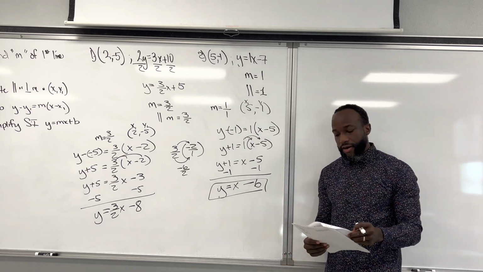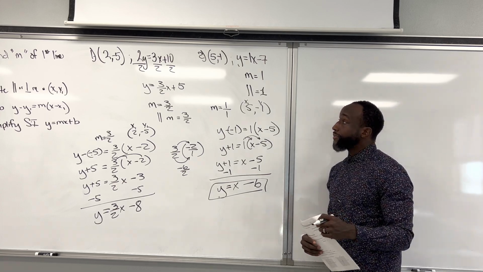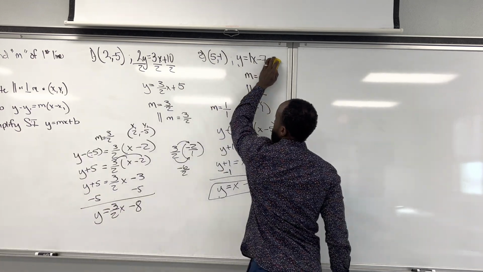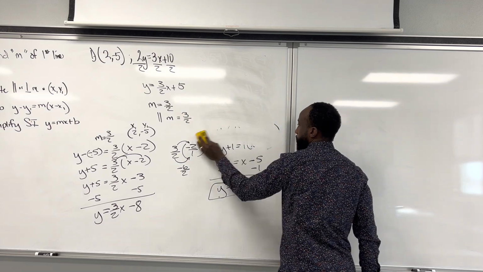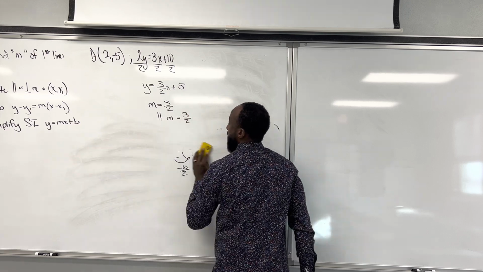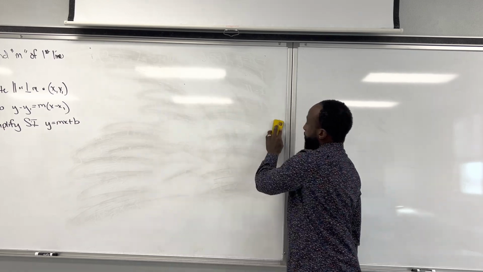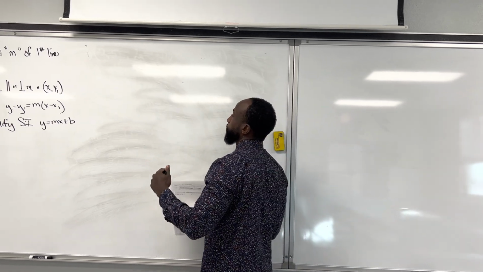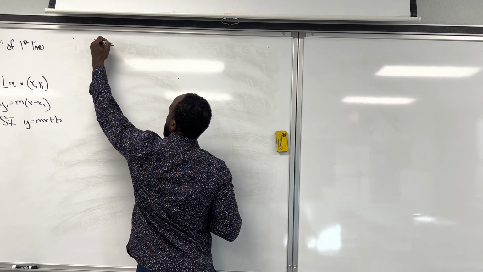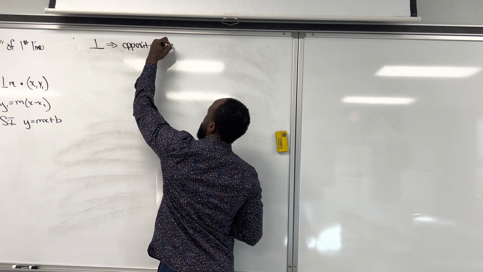Now, let's take it a step further. Let's go to perpendicular lines. Remember, I discussed with you guys before, you should have learned before, that perpendicular lines have the opposite reciprocal slope. Right? Perpendicular lines have the opposite reciprocal slope. Opposite meaning if it was negative, it would be positive, and reciprocal meaning if it was 2 over 3, it would be 3 over 2. Right? So look, perpendicular means opposite reciprocal.